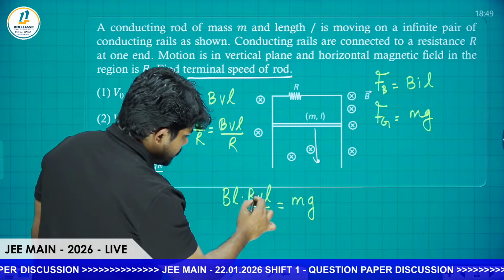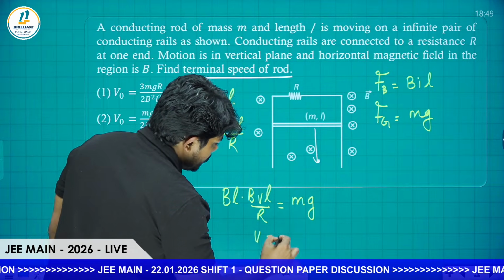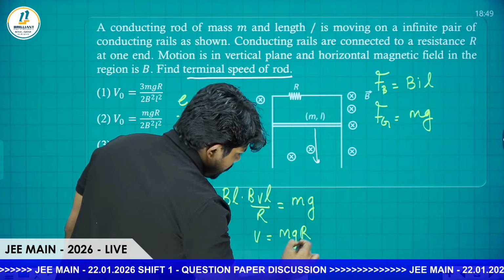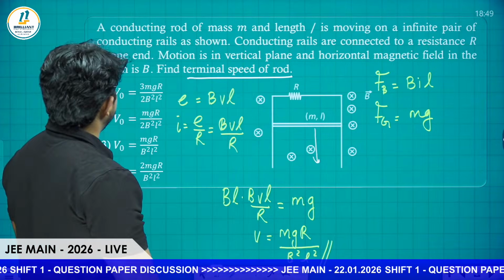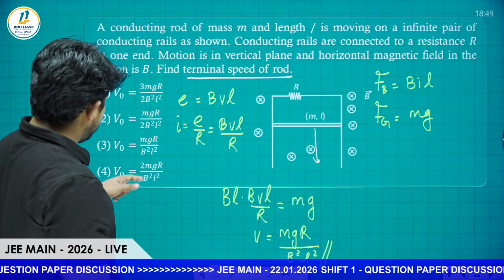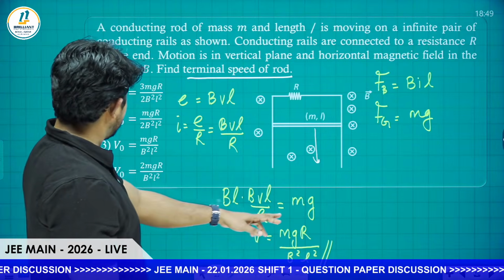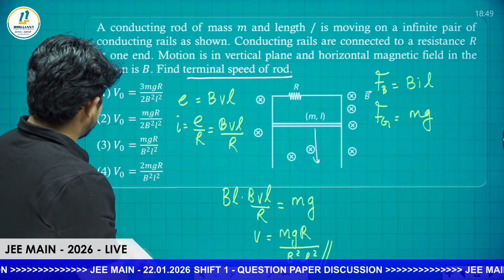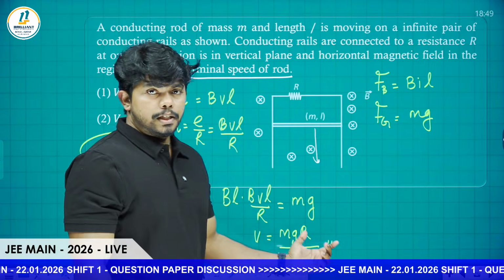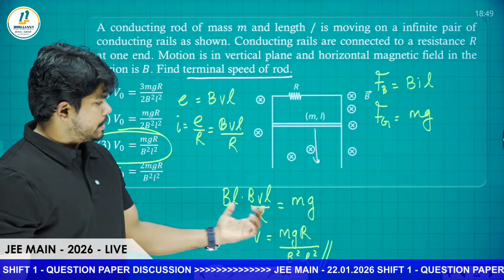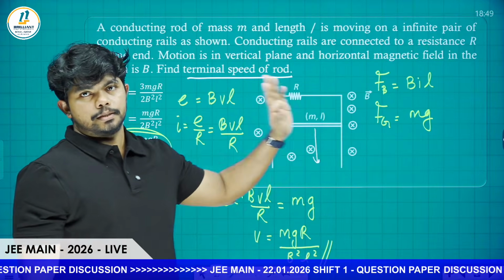So I am going to get the velocity. Velocity will be equal to mg times R divided by B squared L squared. Which option will be this? mgR by B squared L squared. Yeah, the third option will be the correct one. So this is the way we can find the terminal velocity, by equating the two forces.